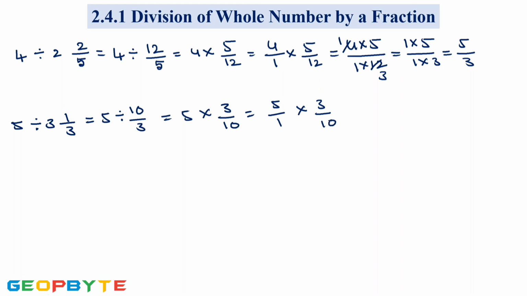which is equal to the product of numerators, that is 5 into 3, by the product of denominators, that is 1 into 10. So here 5 ones are 5, 5 2s are 10, which is equal to 1 into 3 by 1 into 2. 1 3 is 3 by 1 2 is 2. So 3 by 2. The result of 5 divided by 3 1 by 3 is 3 by 2.